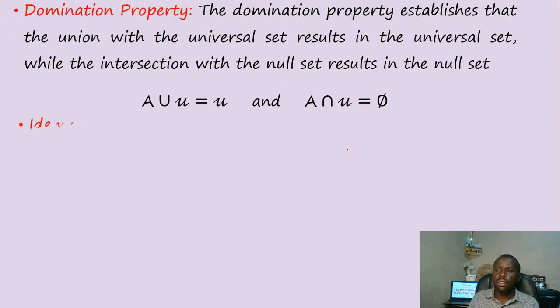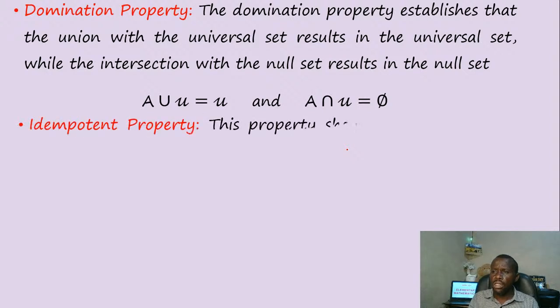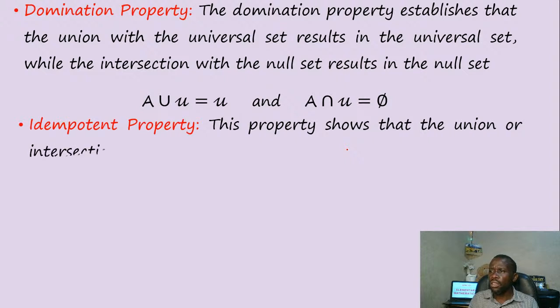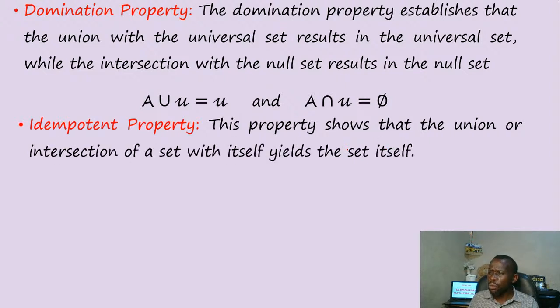All right. Now, the next is the idempotent property. This property shows that the union or intersection of a set with itself yields the set itself. A union A is A, A intersection A is A. Everything in A is still A.